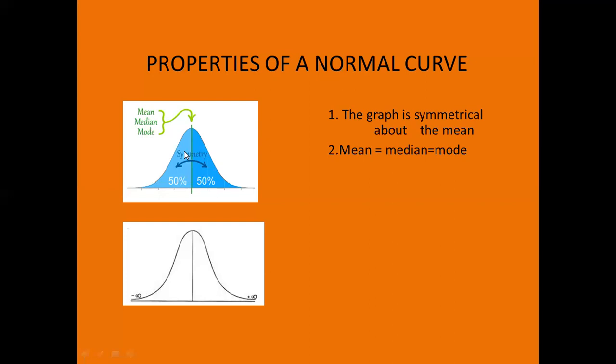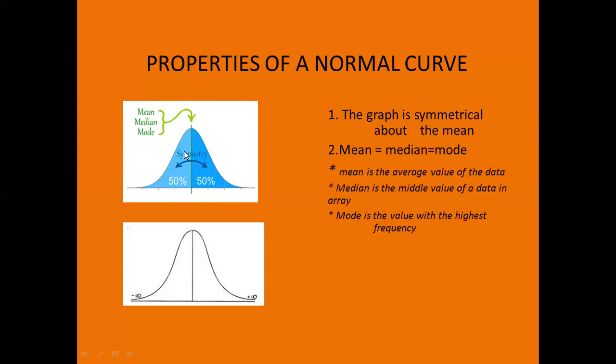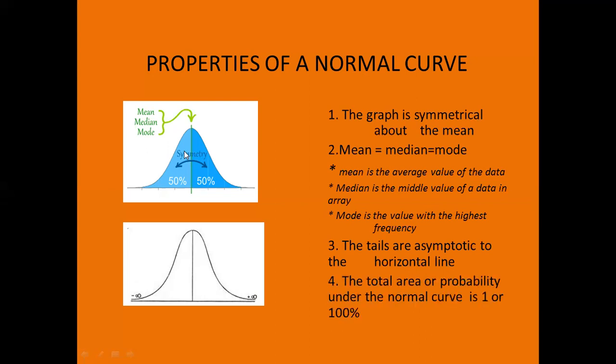Next is, your mean is equal to the median, equal to the mode. Not necessarily equal in values, but they are approximately equal. Or malapit lang sila sa isa't isa. Ayan. And thirdly, the tails are asymptotic to the horizontal line, meaning the curve continues to decrease in height on both ends away from the middle point, but it never touches the horizontal line. And the fourth property would be the total area or probability under the normal curve is 1 or 100%.